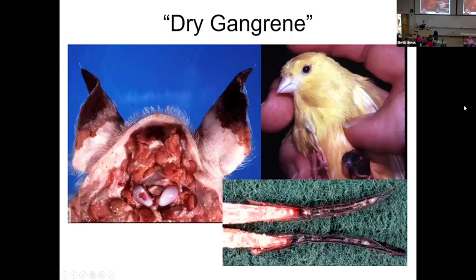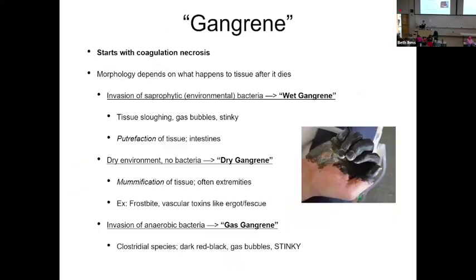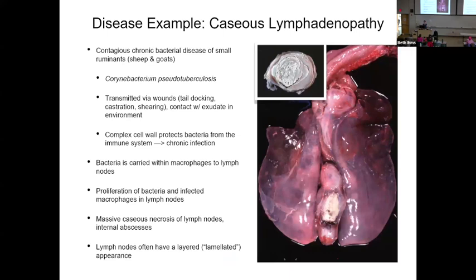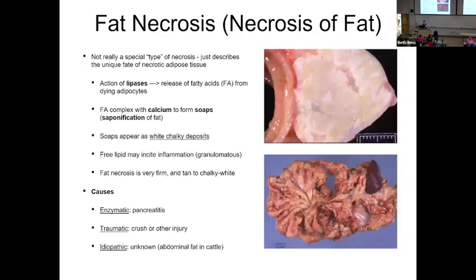Okay, and then one last quick one, gangrene. Oh yeah. How would you differentiate between fat necrosis and caseous? Caseous necrosis is basically inspissated liquefactive necrosis. So it's one type of necrosis that's just kind of aging. This is like aged necrosis.